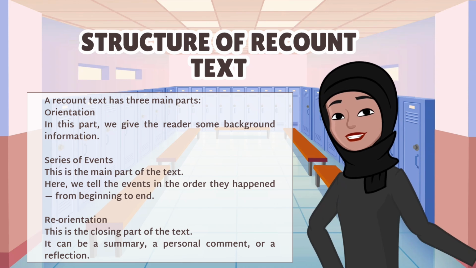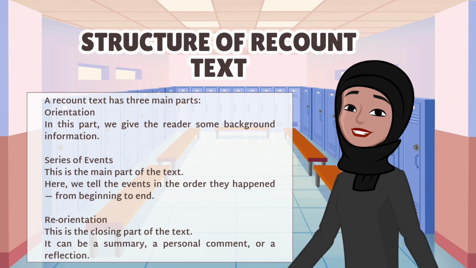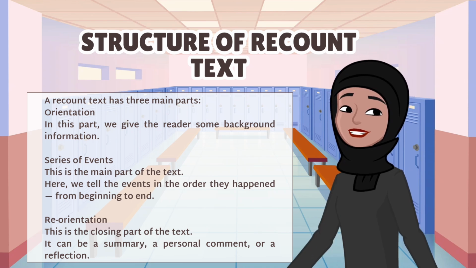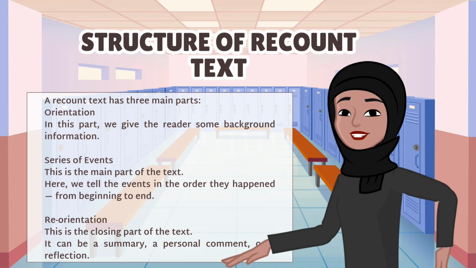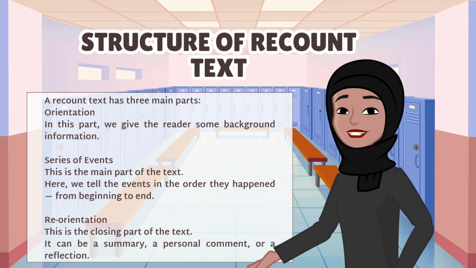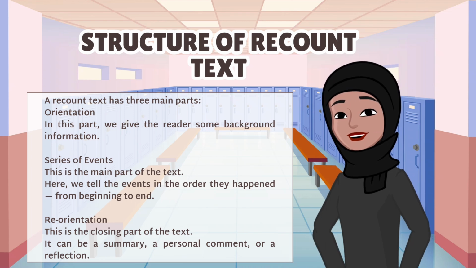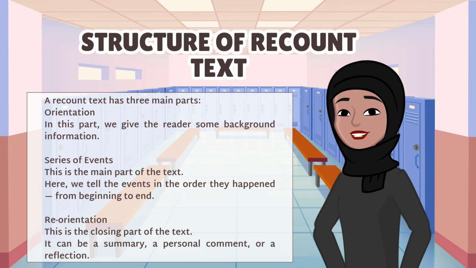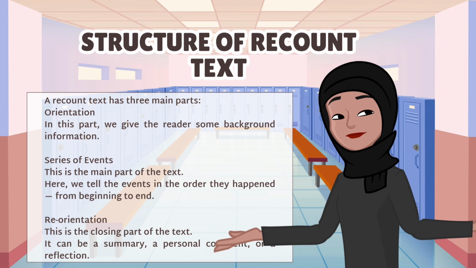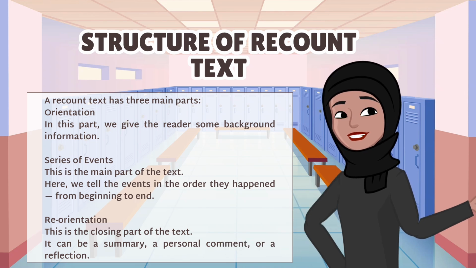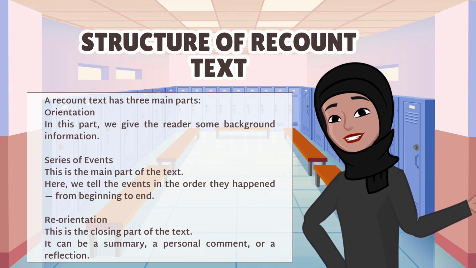Next, let's talk about the structure of a recount text. A recount text has three main parts. The first is orientation. This is the beginning of a recount text. In this part, the writer introduces the background of the story so the reader knows what the recount text is about. We answer the WH questions such as who was involved, when did it happen, where did it take place, and this paragraph helps the reader to imagine the setting before the actual events begin.